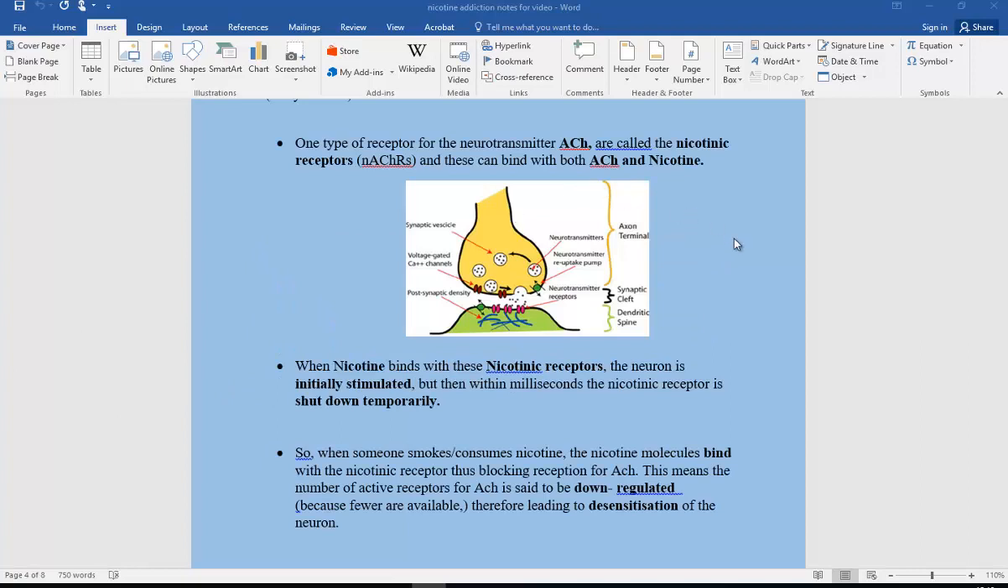So just going back to do a really quick recap. When we smoke, for example, taking nicotine, it binds with these nicotinic receptors. They are initially stimulated, but then they shut down. And it blocks the reception of ACH. And that means that we have down regulation. There are not so many ACH receptors available. And that will lead to desensitization of the neuron.